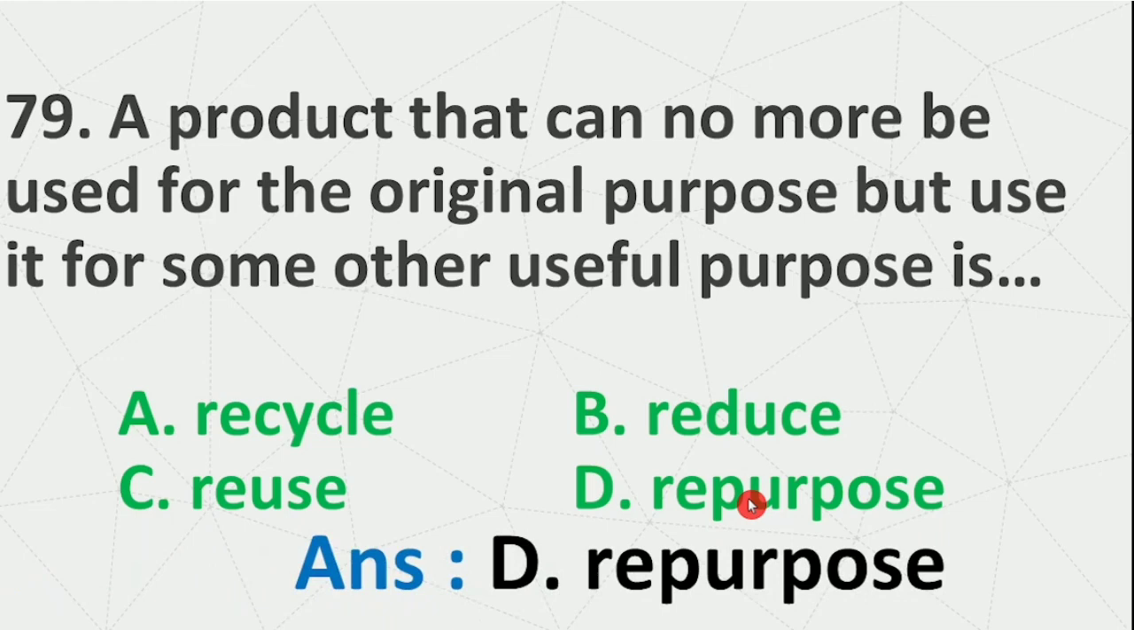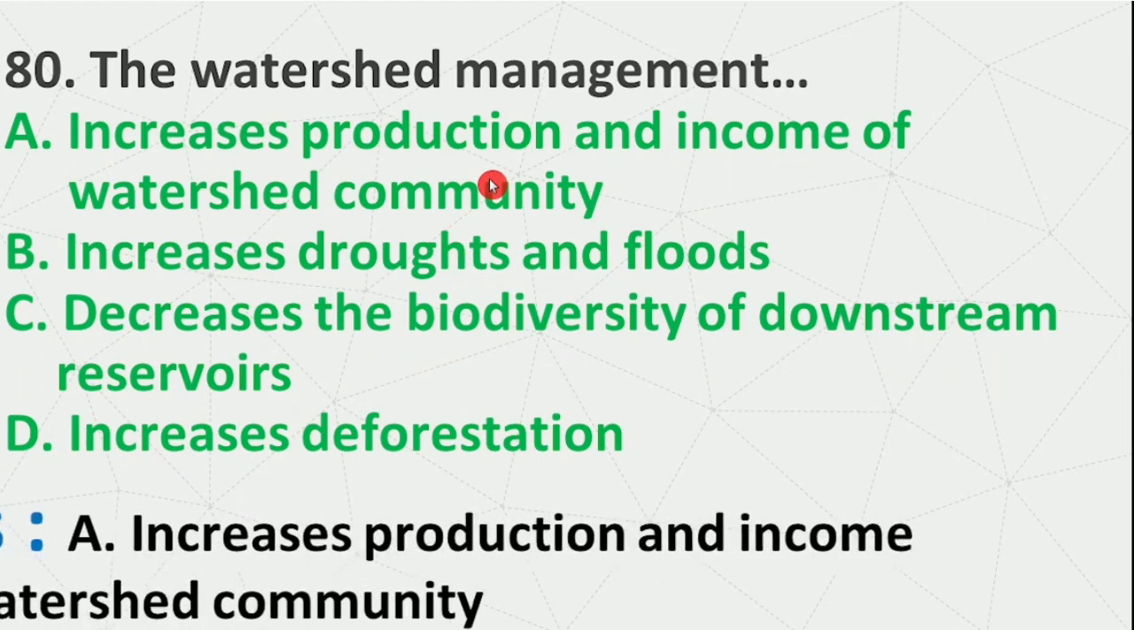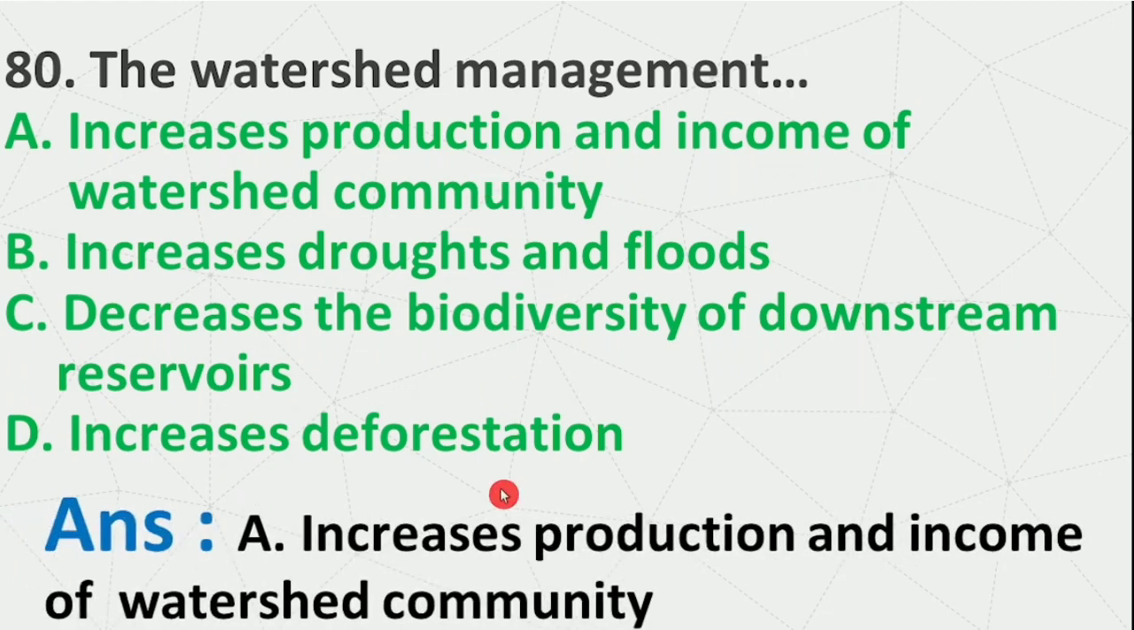Question number 80. Watershed management increases production and income of the watershed community. Option B, increases droughts and floods. Option C, decreases the biodiversity of downstream reservoirs. Option D, increases deforestation. Watershed management always increases production along with income of a watershed community. So option A, increases production and income of the watershed community, is the correct answer.